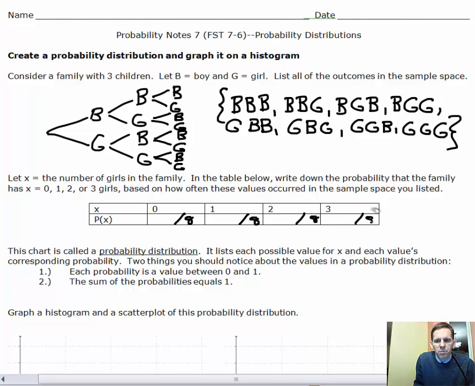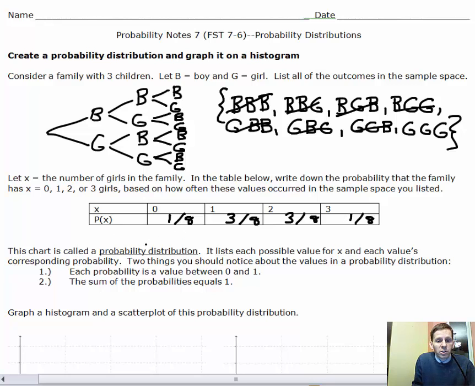The probability of getting 0 girls means we have 3 boys, and this happens right here with BBB. That's a 1 out of 8 chance. To get 1 girl, that could happen with BBG, BGB, or GBB. So 2 boys, 1 girl, that happens 1, 2, 3 times out of 8. 2 girls means we need to have 2 G's in our outcomes here. So we've got BGG, GBG, and GGB. That happens 3 times out of 8. And 3 girls is GGG. This happens 1 out of our 8 possible ways.